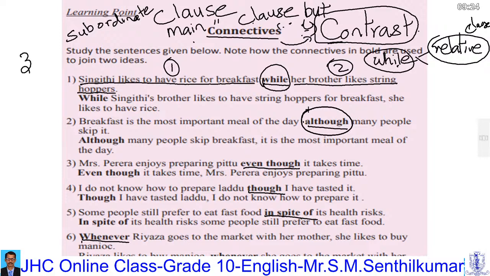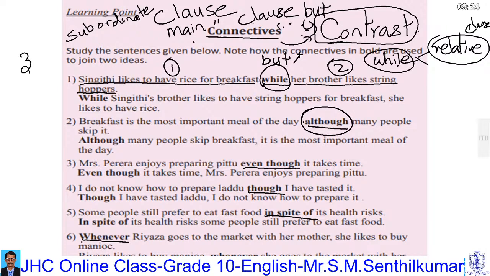If you look at this, Sangeeti likes to have rice for breakfast, her brother likes string hoppers. What is the meaning here? What else can we put instead of this? What is the usage? Have you understood that? We can use but. Instead of but, here we use while. That is why I say the connectives are similar in usage: contrast. All the connectives here carry a contrastive idea between the first sentence and the second sentence.